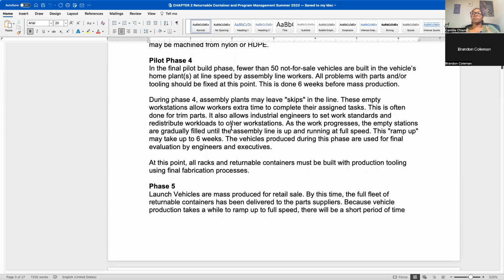Okay, this is saying, at this point, the racks and returnable containers should be built with production tooling, and whatever processes they're using to build that packaging. So this means that by phase 4, you probably need to sign off on the packaging, because there's a whole process of signing off, and once it's signed off, then purchasing can order it. So the packaging can't be ordered until packaging signs off on it, but it's hard for you to sign off on it if you haven't had any opportunity to run the packaging during any of these production runs.